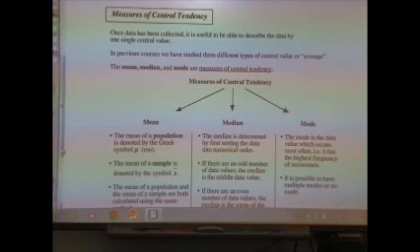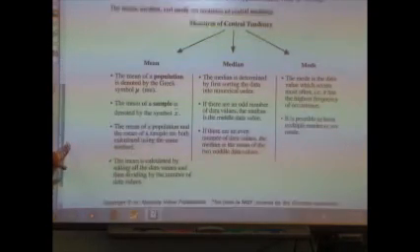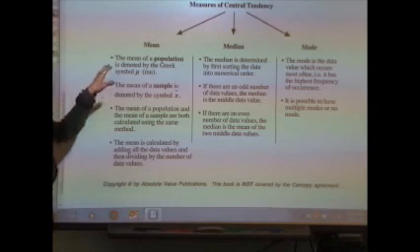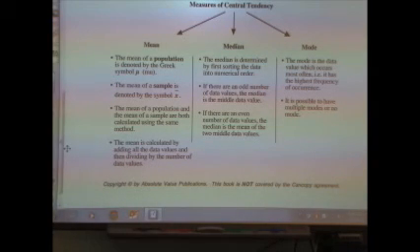Once data has been collected, it's useful to describe the data by one central value. There are three different ways that we can describe data, three measures of central tendency. There's the mean, and the mean is the one that we tend to gravitate to. It's what we normally call the average.